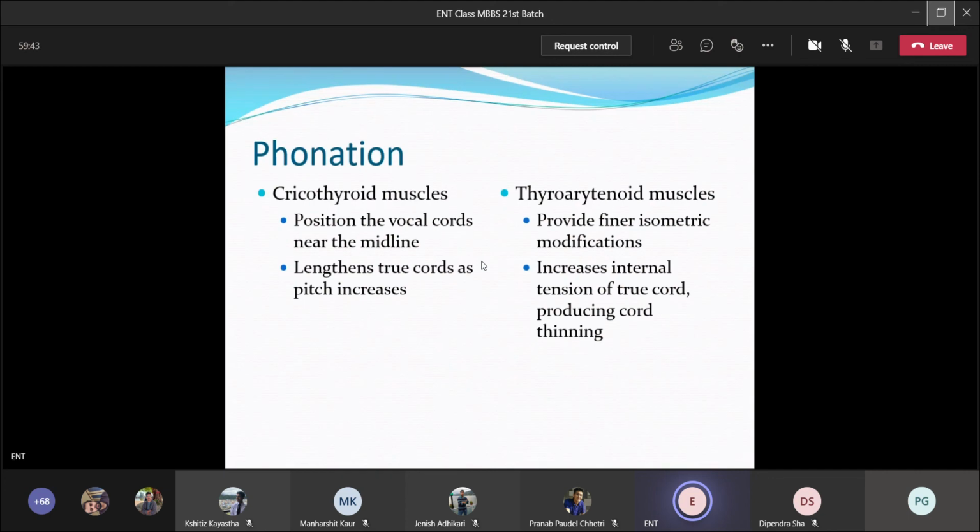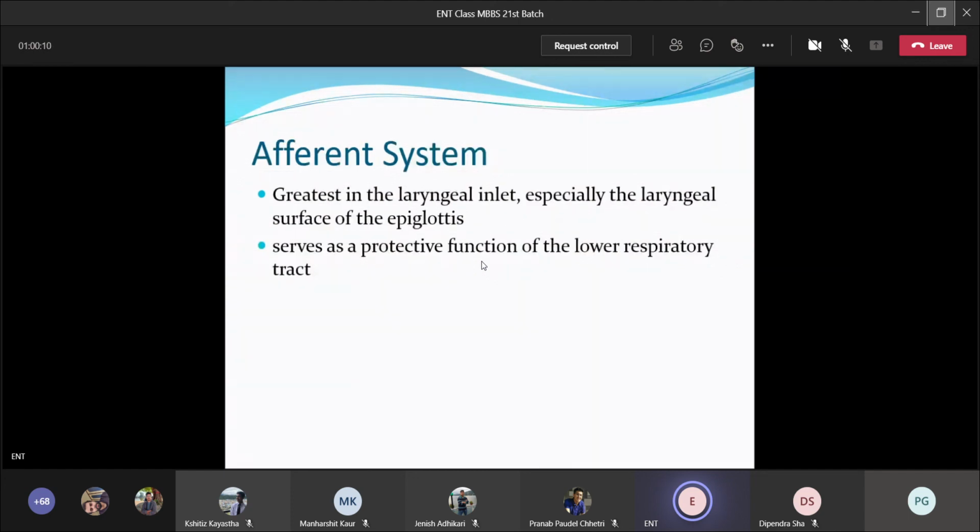The cricothyroid muscles position the vocal cord near the midline and lengthen the true cord as pitch increases. The thyroarytenoid muscles provide finer isometric modifications, increasing the internal tension of the true cord and producing cord thinning. The afferent system is greatest in the laryngeal inlet, especially the laryngeal surface of the epiglottis, and serves a protective function for the lower respiratory tract.